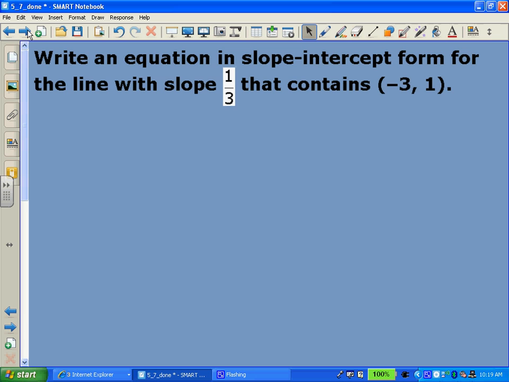Let's look at another example of this same thing. So once again, the very first thing I have to do is put it into point-slope form. So that would be y minus 1 equals my slope times x minus -3, which would be plus 3.